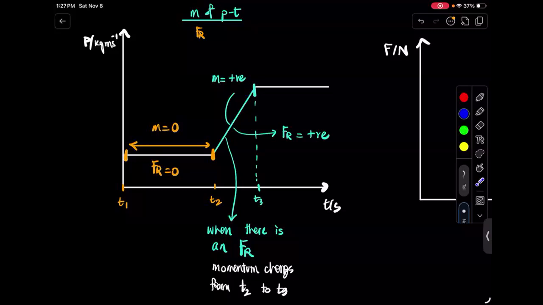And once you let go of the force, what happened then? Then you now have a higher momentum, and because now there's no resultant force, it's just going to keep on continuing at a higher momentum. But let's say, what if you came from the front?